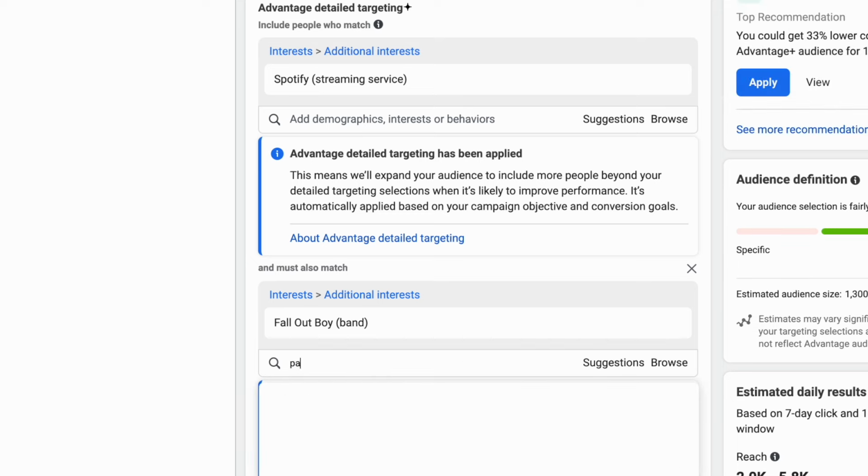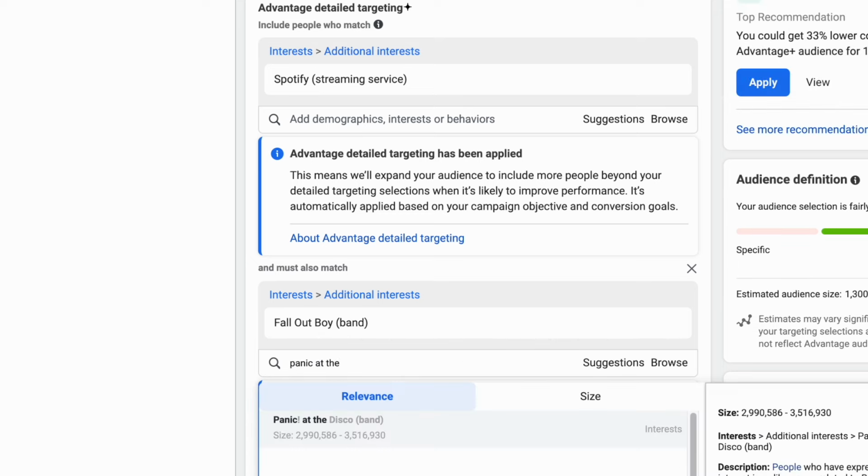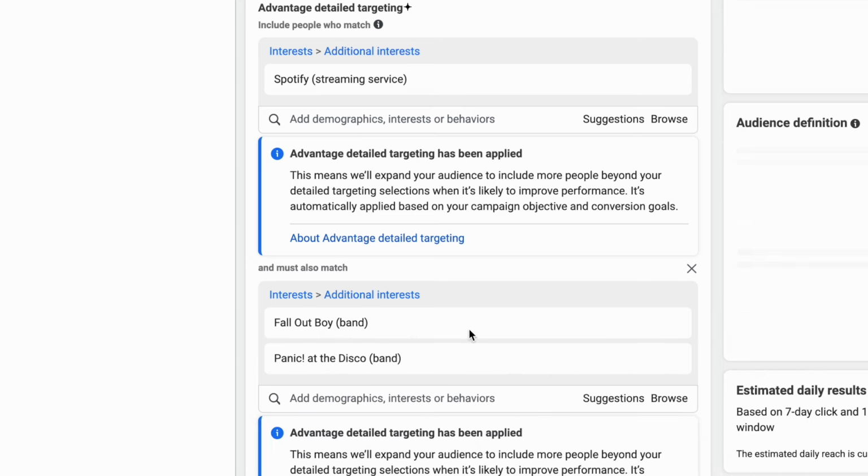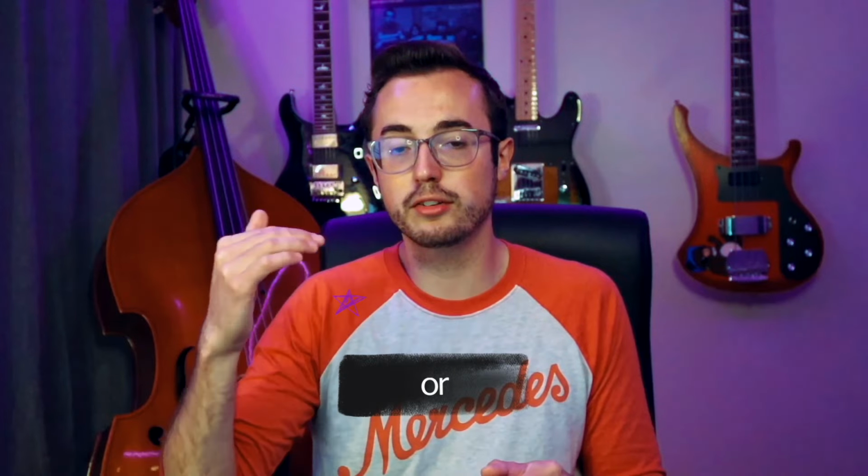But fans of Fall Out Boy are also usually fans of Panic at the Disco, so it makes sense to group these together. What this means is that an audience member could match Fall Out Boy or Panic at the Disco. That's where the logical OR comes in. And they must also match Spotify, whether they're a fan of Fall Out Boy and have Spotify, Panic at the Disco and have Spotify, or they're a fan of both and have Spotify. That's how this audience specification reads, and that's the proper way to organize your keywords.